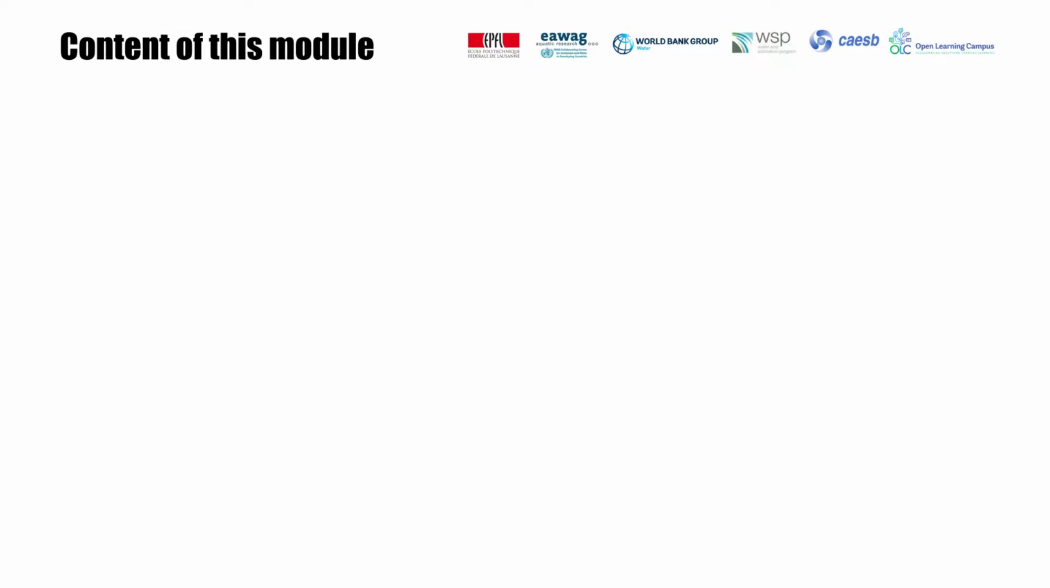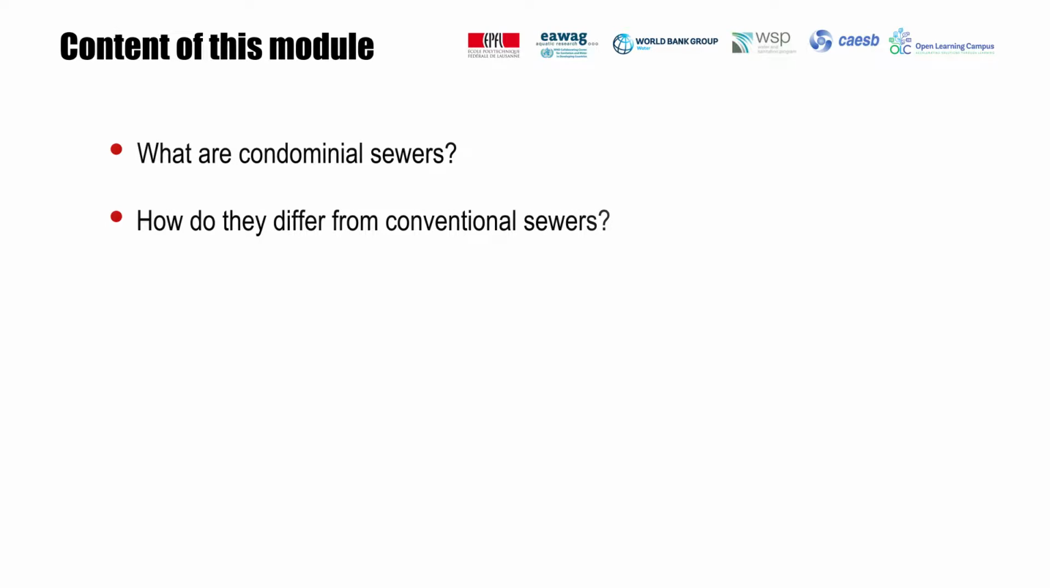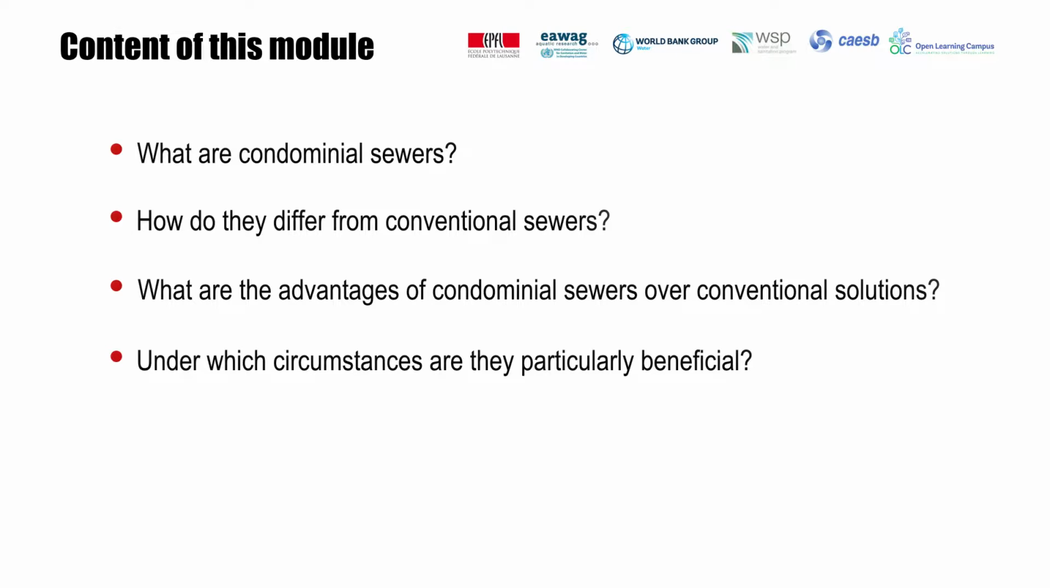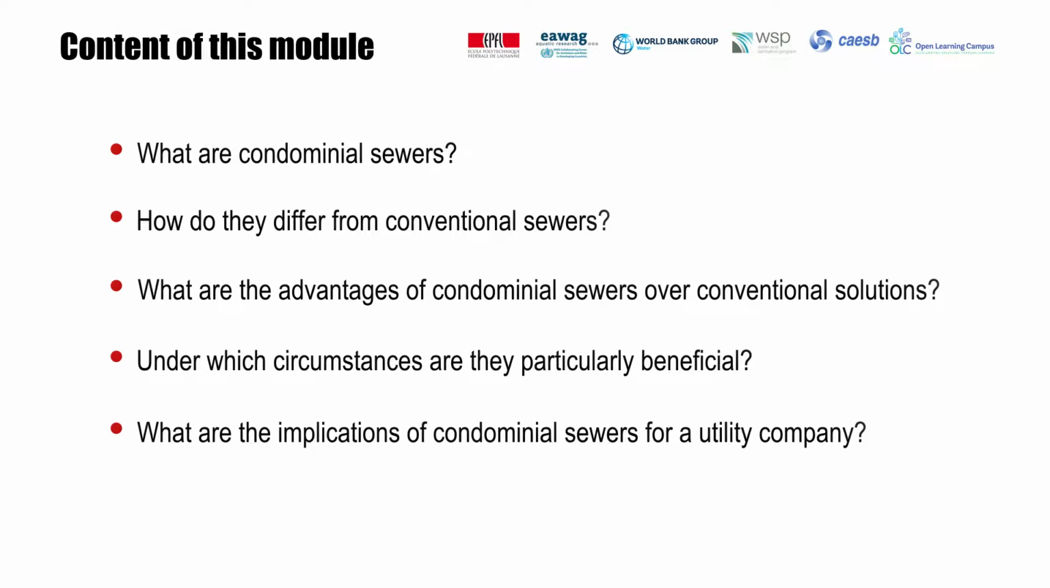Nowadays, serving about 1.5 million people, the metropolitan area of Brasília is one of the most extensive examples of the use of the condominial sewers in the world. In this module, you will learn what condominial sewers are and how they differ from conventional sewer systems. What are the advantages of the condominial sewers over conventional sewers, and in which circumstances are they particularly beneficial? What are the implications of condominial sewers for a utility company?